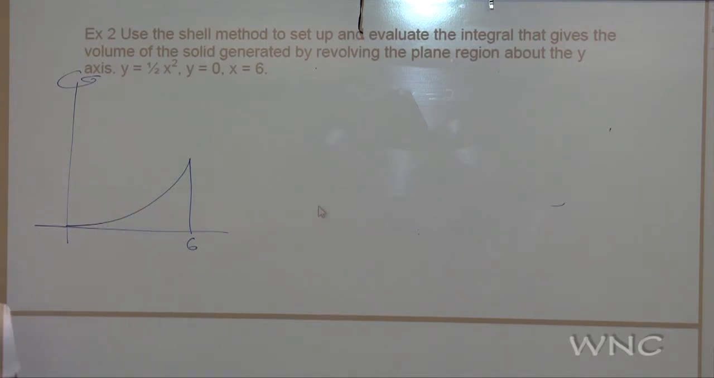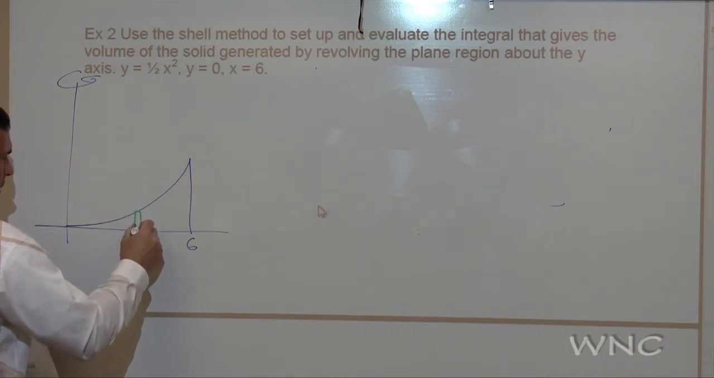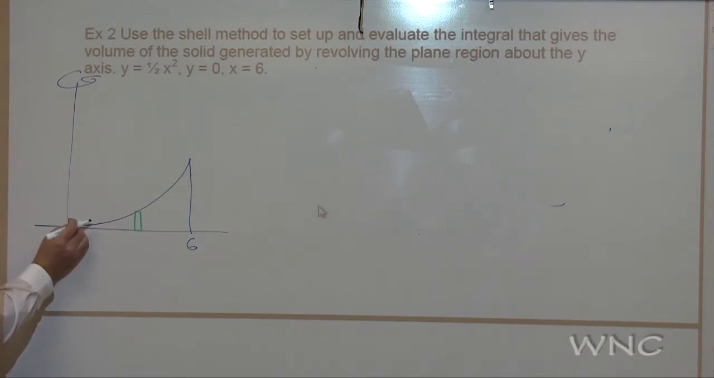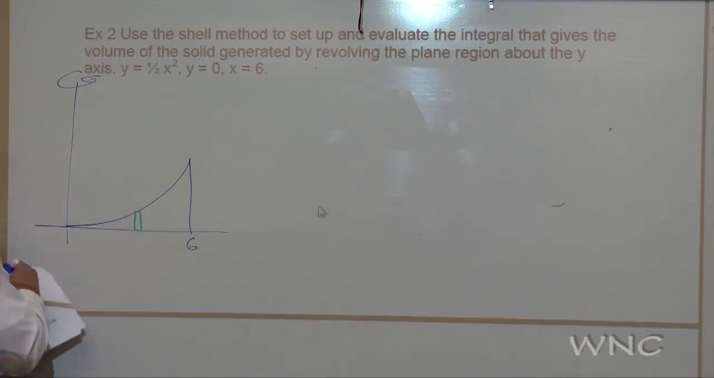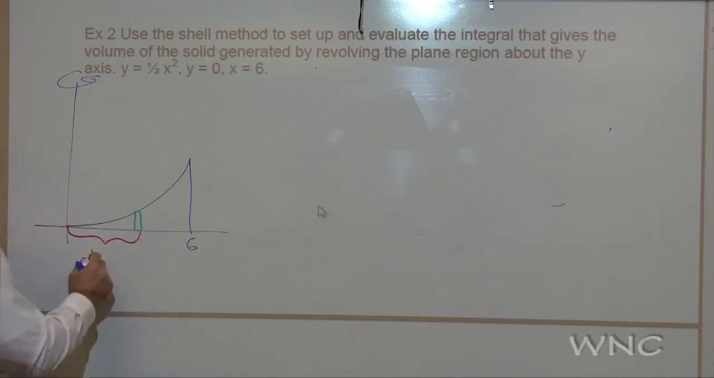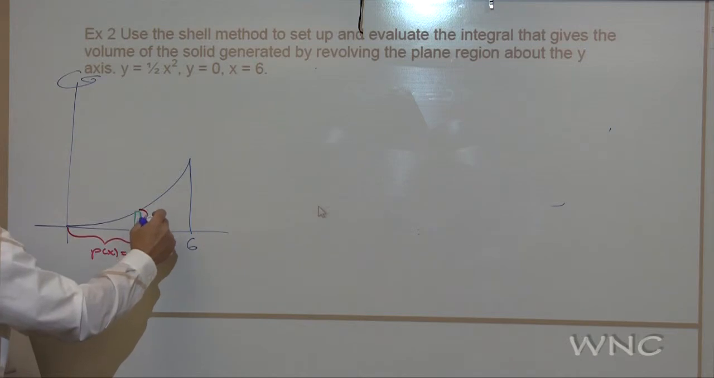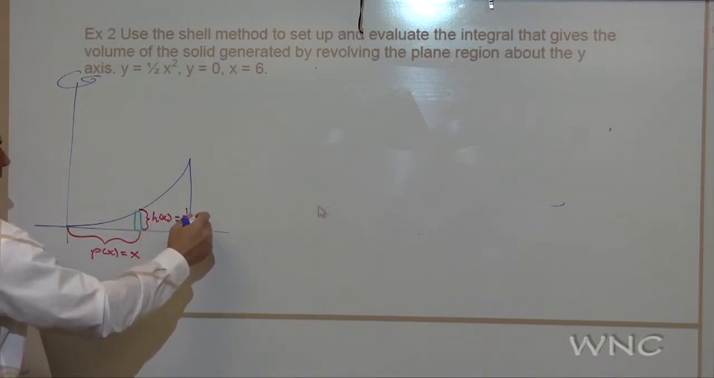So we'll have an approximating rectangle. This is the rectangle that starts out here and it works its way out. So again, the inner circumference times the height all the way out. Go to red for the next part. So we're looking for our P of x. And that's just going to be x here, because it goes right up to this axis. And then we're looking at the height, h of x, and that's just going to be 1/2 x squared.